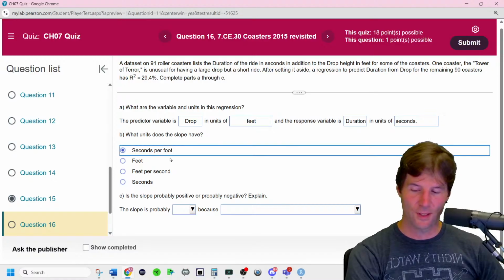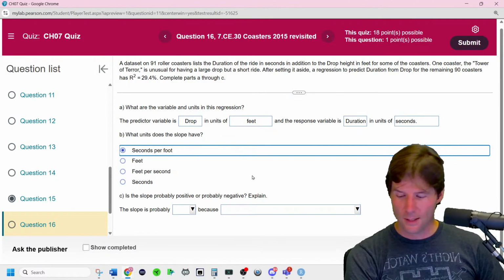Like, is there an increase or decrease in how long the ride lasts per foot drop? So now you have to get into the idea of roller coaster physics. You never thought you'd be doing that in Stat 201. So let's grab roller coaster physics here. I'm grabbing a worksheet to draw and talk over some roller coaster physics. You'll see it in just a moment.